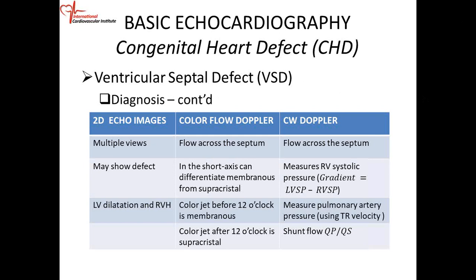You're going to do your regular study, but when you do your parasternal short axis at the level of the aorta, it's going to allow you to determine, is this a perimembranous or membranous VSD or a supracristal VSD. Okay, and we'll show you how that assessment is made. So the short axis at the level of the aorta is a very important view. It may show the defect.